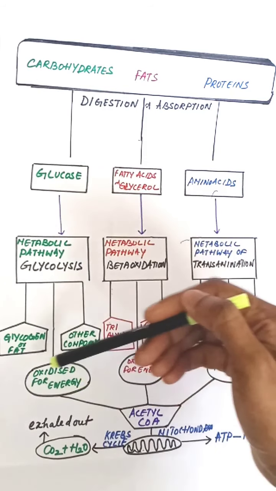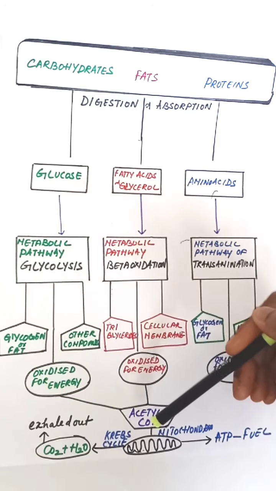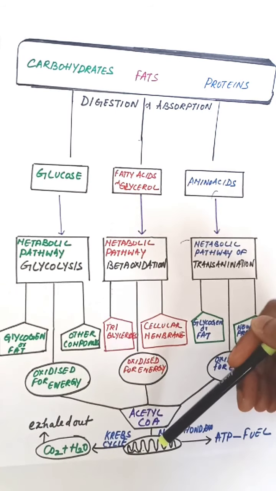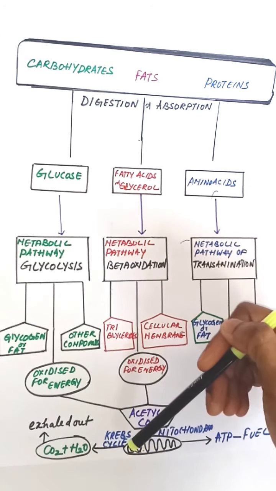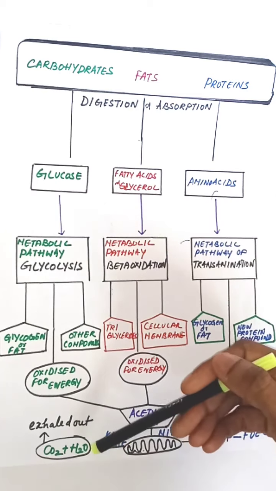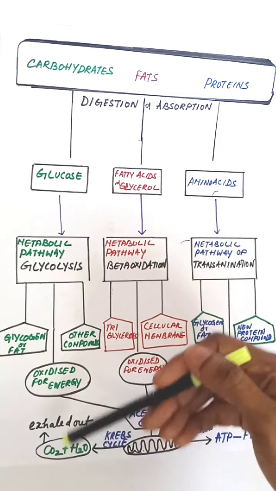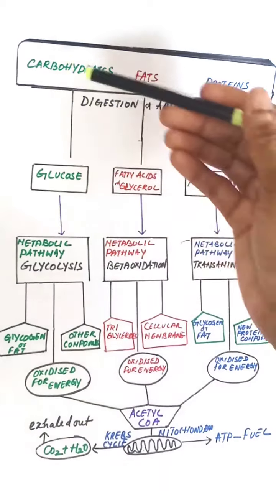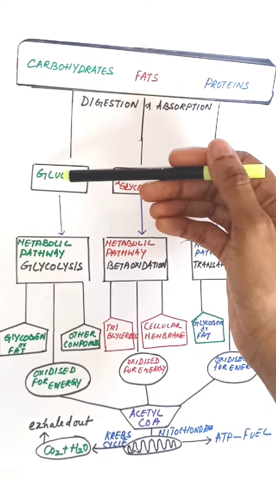They are oxidized for energy and they get converted to acetyl-CoA. This acetyl-CoA enters the mitochondria inside the cell. It enters the Krebs cycle and generates ATP, which is the fuel of the body. The byproducts, carbon dioxide and water, are exhaled out. This is the most common pathway, where the carbohydrates which we take get converted into glucose.